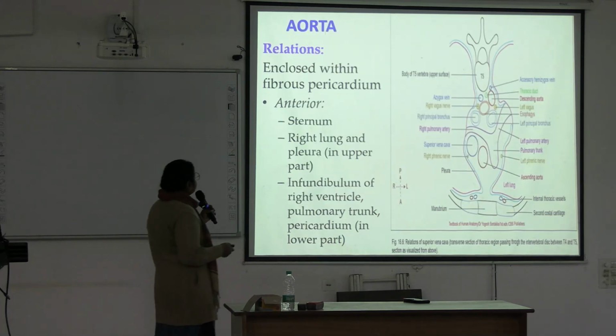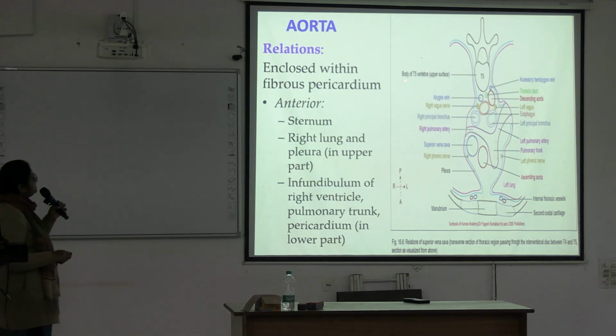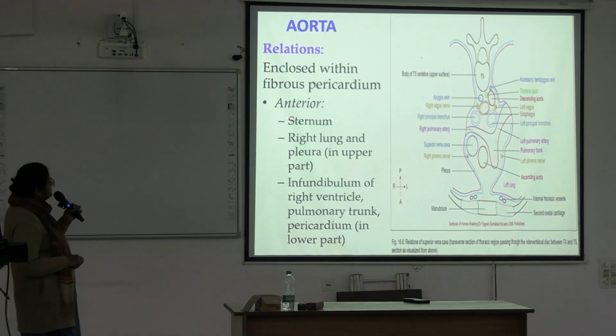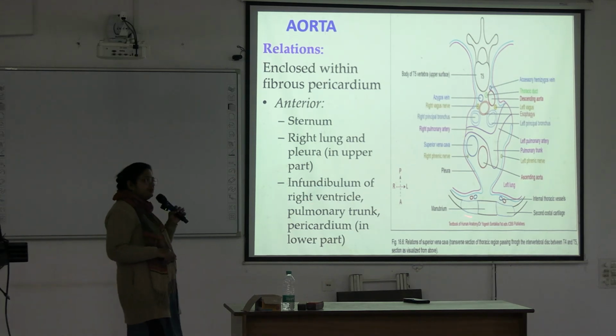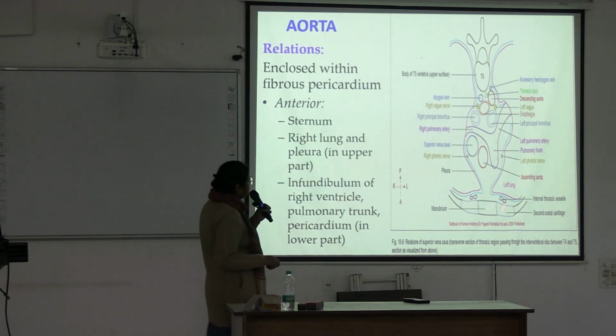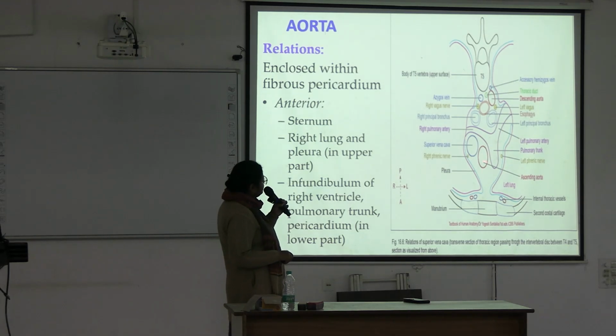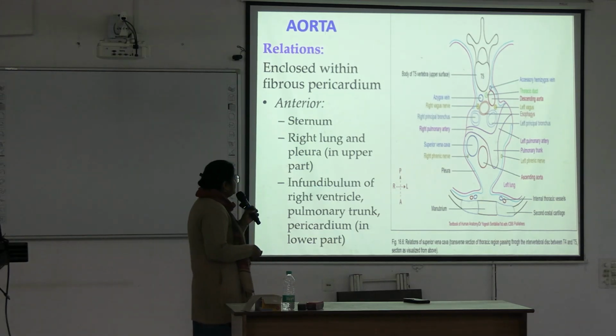Next we are going to relations. It is enclosed within the fibrous pericardium. Anteriorly lie the sternum, right lung and pleura in the upper part, and the infundibulum of the right ventricle, pulmonary trunk and pericardium in the lower part. See here, this is a section through the mediastinum. You can see this is the ascending aorta, here is the superior vena cava, and these are the lungs and the pleura and other related structures.